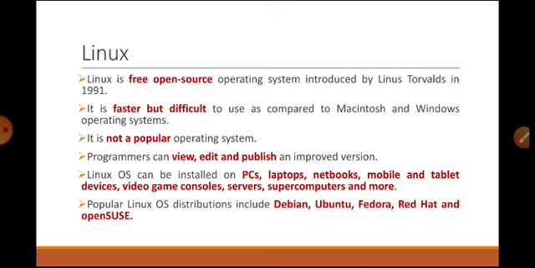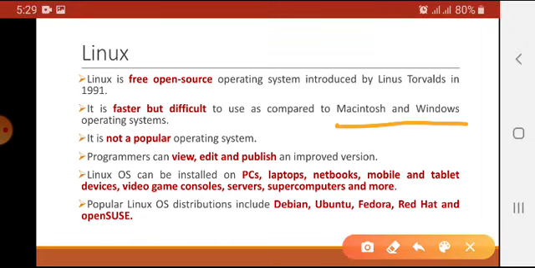The second operating system which has a graphical user interface is Linux. It is a free open source operating system. Free open source means its code is available, and any computer expert or programmer can easily make amendments and changes to the Linux operating system and upload it. It is faster but difficult to use as compared to the other two, Macintosh and Windows. It is not as popular as Windows and Macintosh. It is the least popular among these three.